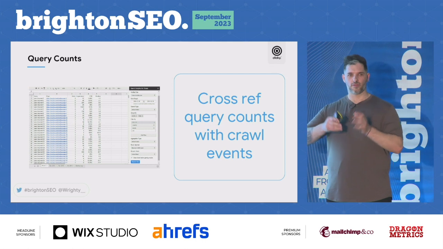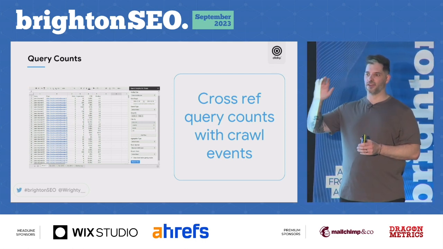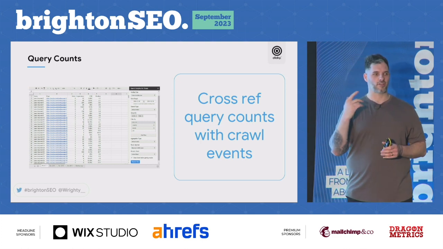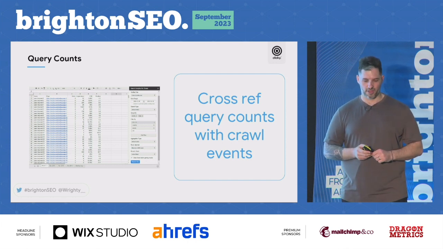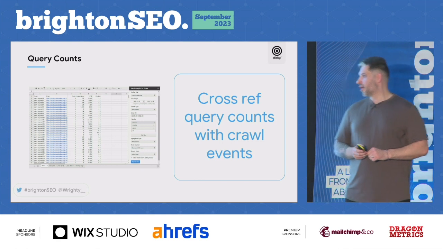What I've seen over the last 6 to 12 months is an increase in crawl events tied to an increase in query counts. And that's a good indicator, again, of organic performance and the increase in organic performance there as well, or at least validating some of the optimization work that you've done.